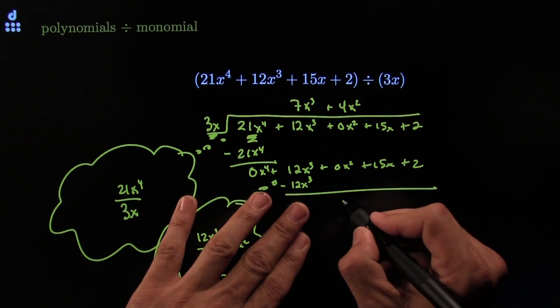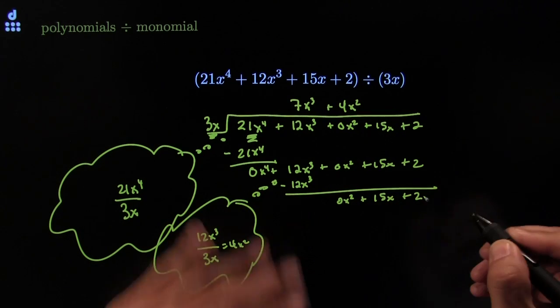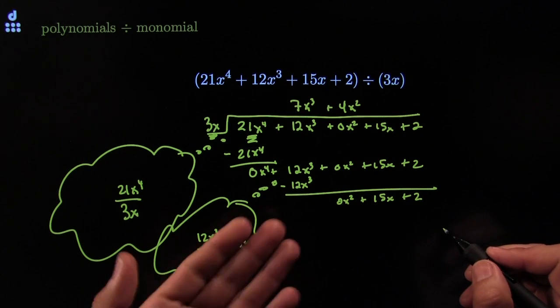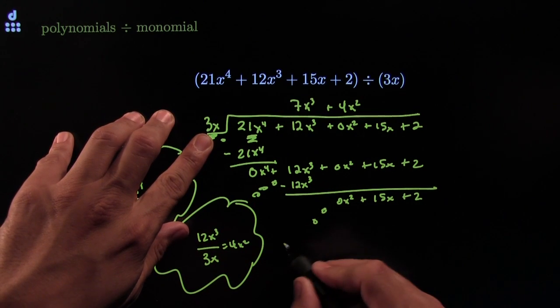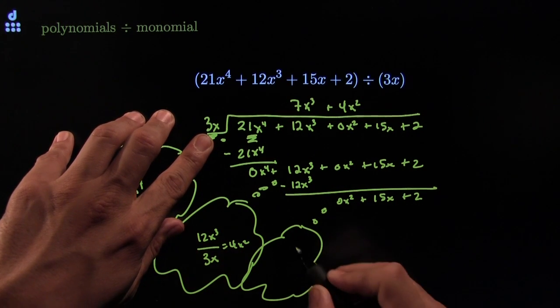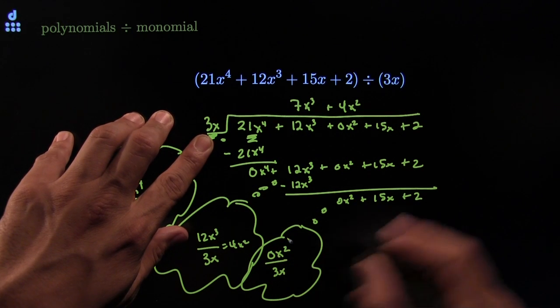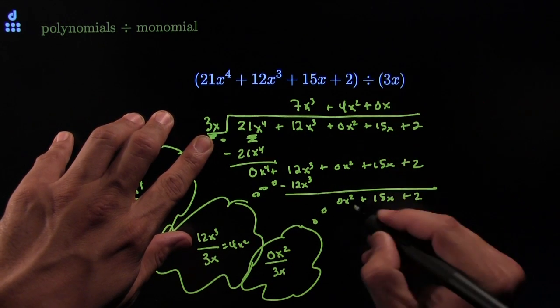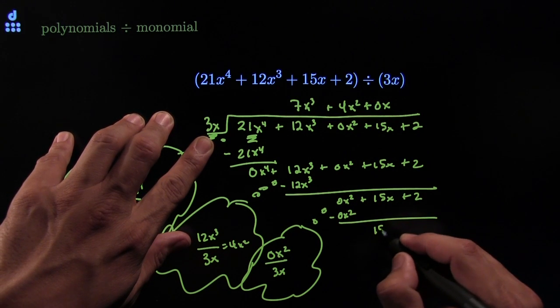This gets killed, and so I have 0x squared plus 15x plus 2 left over. And now I start the process all over again. And I ask myself, how many times will the 3x go into the 0x squared? And the answer would be 0. 0x's. That would give me 0x squared. I subtract it, and I start the process all over again.